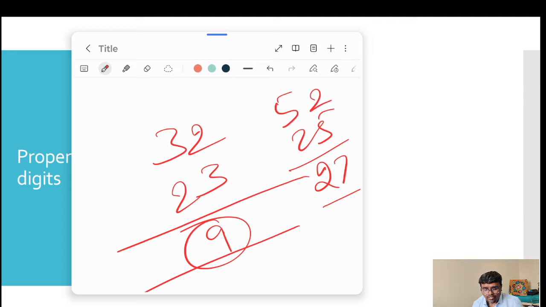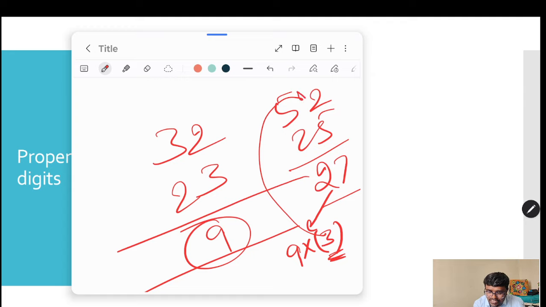So when you find the difference between the number and its interchanged number, the difference is always a multiple of 9. That is one part. The other part, interestingly: this 27 is of course a multiple of 9, it is 9 into 3, right? This 3 is nothing but the difference of the digits 5 and 2. Similarly, 9 is written as 9 into 1, and this 1 is nothing but the difference of 3 and 2.